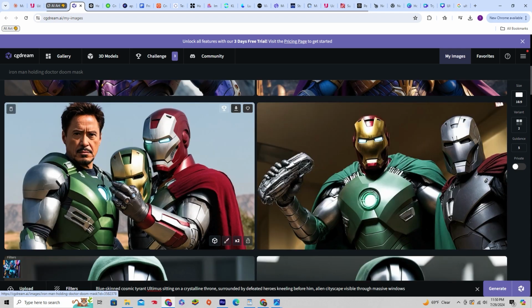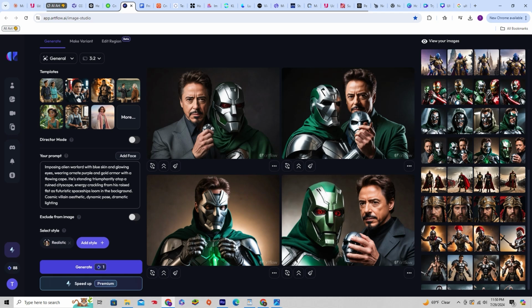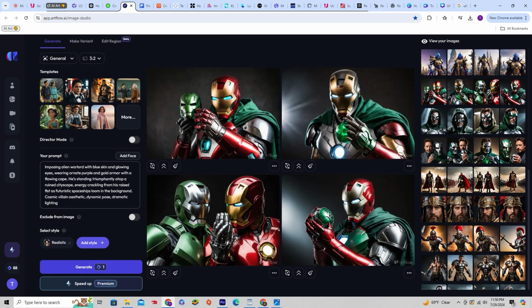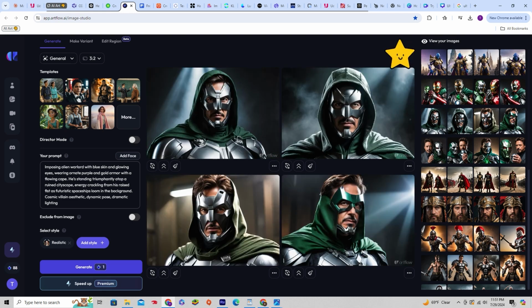When it came to Iron Man holding a Doom mask, the outputs were not that great. The last one was CG Dream. Here's Art Flow. Right now the AI just doesn't understand what I want, and I'd have to think about a better way to describe it. Now here, when we just talked about Tony Stark being Doom, we're starting to get some really good stuff. The one on the upper left looks kind of good, but I'm going to go ahead with the one on the upper right. We're going to drop it into Kling and see what happens.